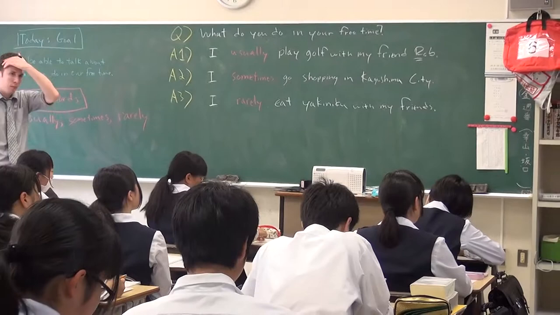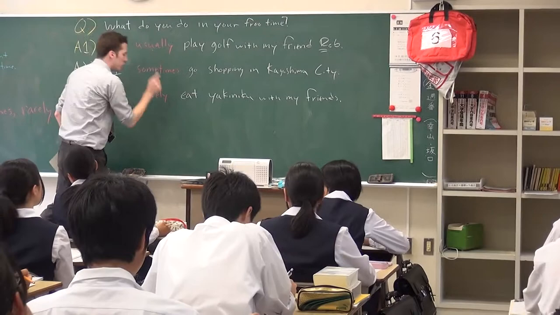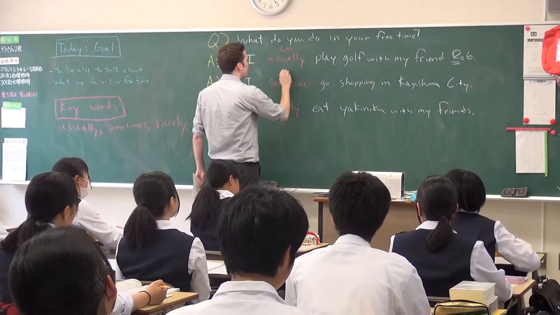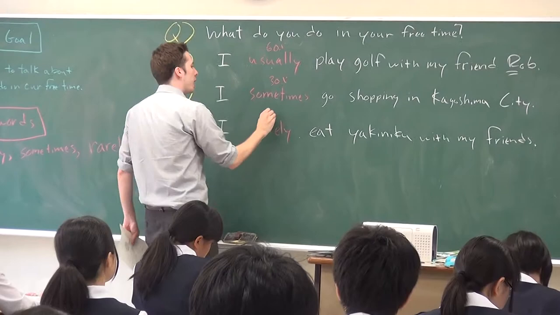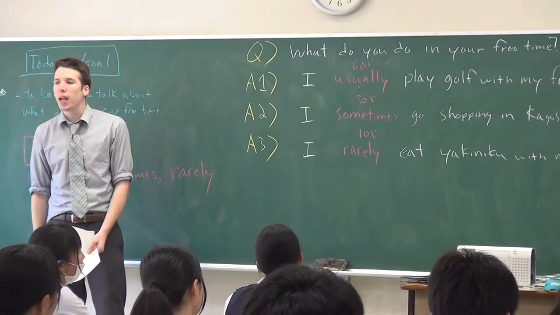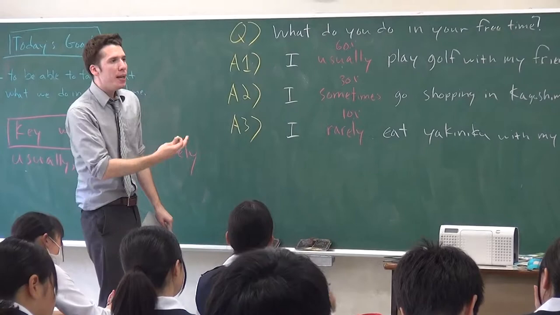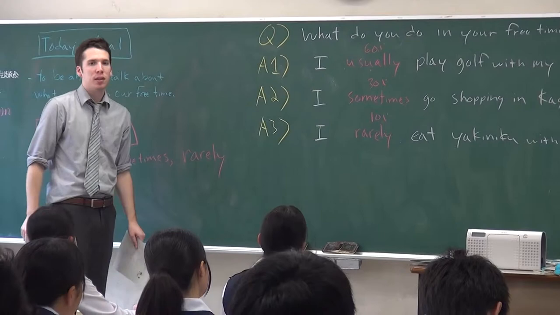Okay. So if I was to use the word usually, that's about 60% of the time. If I was to use the word sometimes, that's 30% of the time. And rarely is 10% of the time. Okay? So that is the first thing I want you to notice. It has to do with frequency. Okay, so the next thing I want you to notice is the tense. What tense are we using in this grammar? Verb tense.